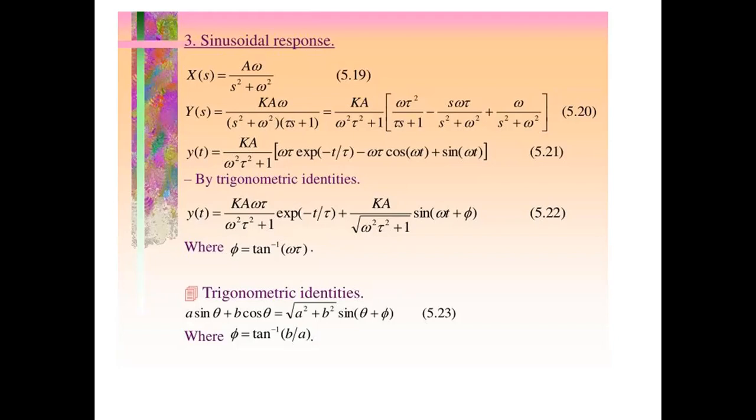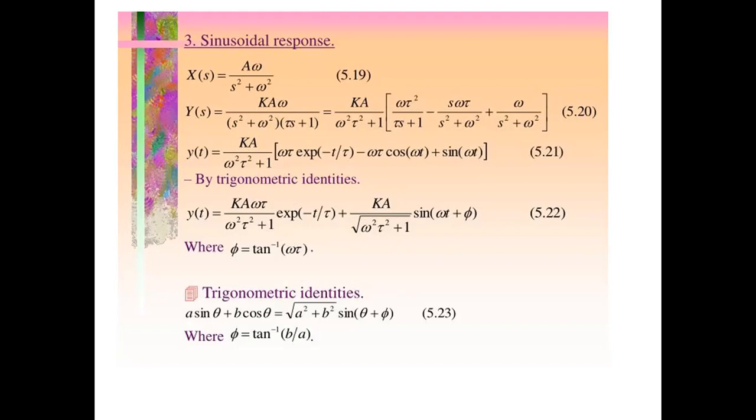So by trigonometric identities, we can identify the final expression to be Kaω τ / (ω²τ² + 1) e^(-t/τ) + Ka / √(ω²τ² + 1) sin(ωt + φ), where φ is equivalent to tan⁻¹(ωτ).